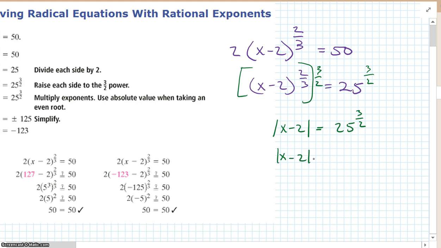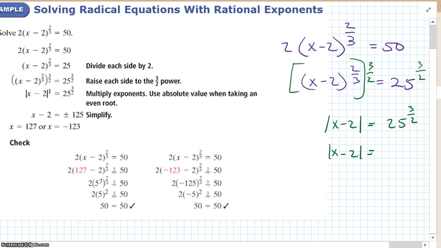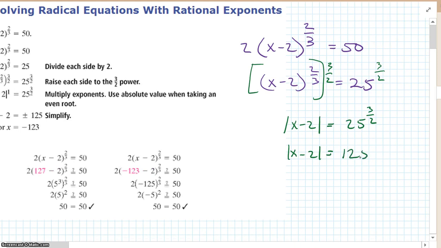So the absolute value of x minus 2 equals, well, the square root of 25 is 5, and 5 cubed is 125. So x minus 2 equals plus or minus 125. So x is either going to equal 127 or negative 123.